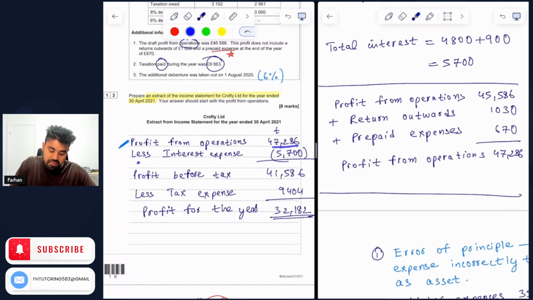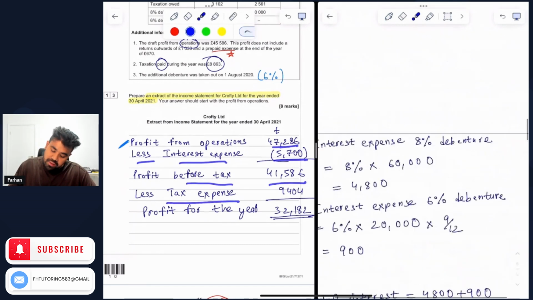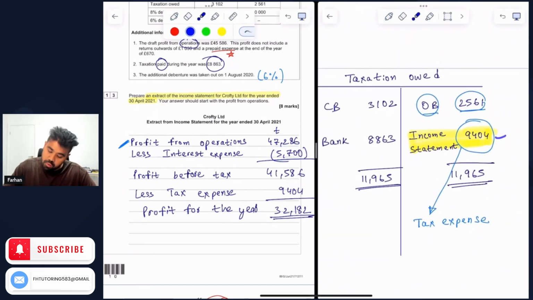Then we subtract any financing expense, which is the interest expense in this case, and that is £5,700. You remember we calculated this by finding the interest for the 8% debenture and then adding it to the interest expense for the 6% debenture. That gives us a profit before tax of £41,586. Then we simply subtract the tax expense that we derived at the very beginning, which is £9,404. You can keep this in brackets to reflect a reduction. And then you get the final profit for the year of £32,182.